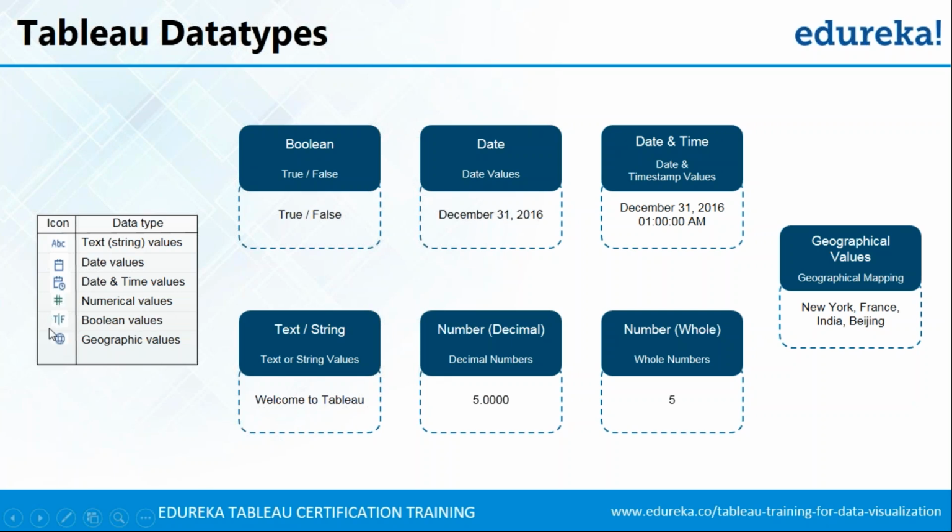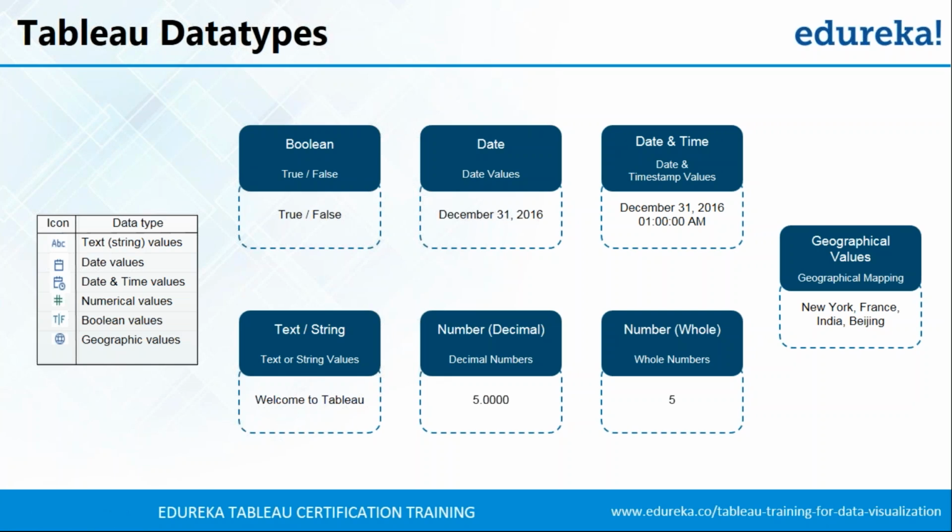The Boolean values are represented with T pipe F. And geographical values are represented with a circle which looks like a globe with latitudes and longitudes. So these are the Tableau data types that you'll be dealing with.